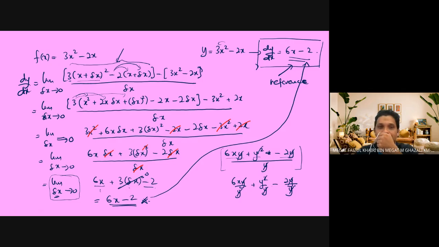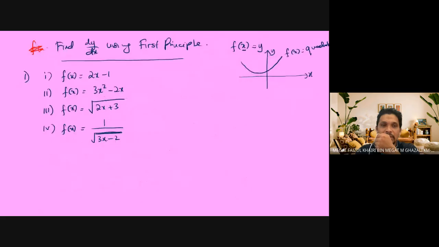Boleh ya? Can teacher. Okay. What's the third question just now? Square root of 2x plus 3. Fx equal to square root of 2x plus or minus? Plus 3. Plus.